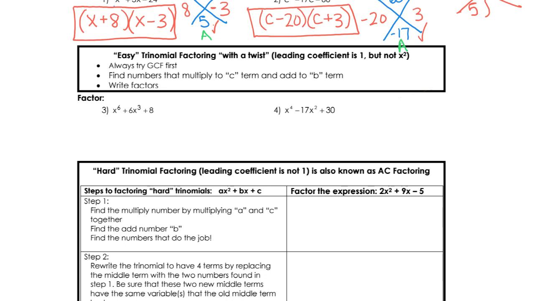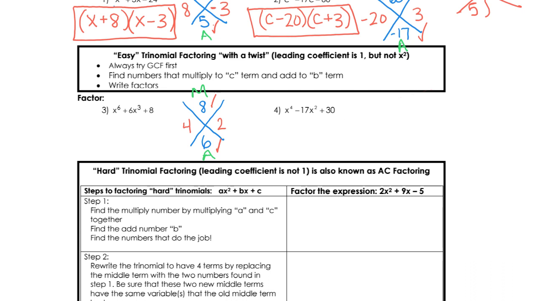So because it's a trinomial, we're going to go ahead and set up our x box. At the top is going to be our c value, which is 8, and that is our multiply number. On the bottom is going to be our b value, which is 6, and that's our add number. What two numbers multiply to 8 and add to 6? What about 4 and 2? 4 times 2 is 8, and 4 plus 2 is 6.